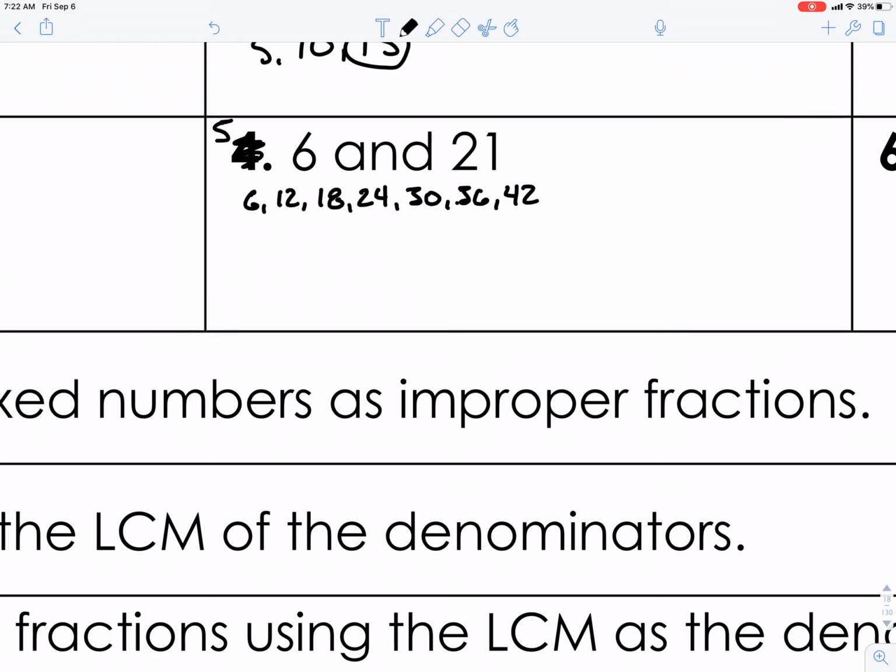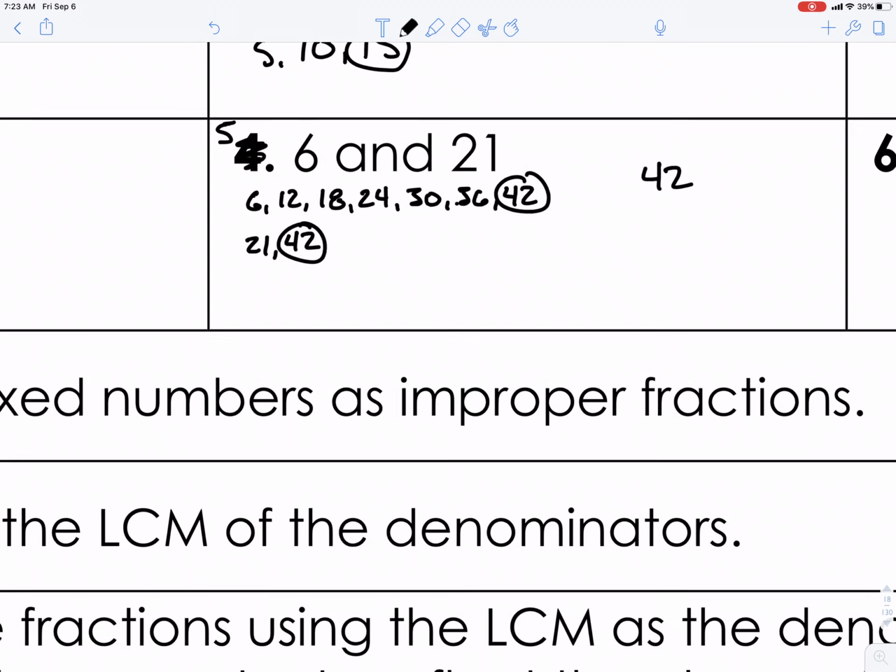Now, in my head, I can see something coming up already because I know my multiplication tables pretty well. Let's do 21. 21 times 1 is 21. 21 times 2 is 42. Guess what? That is the lowest number that both numbers go into evenly. I could have also multiplied it. 6 times 21 would have given me 126, and that would have worked for our fraction, but I want to reduce that to the lowest number that both of the numbers would go into. And that would have been 42. So let's go on to the next one.